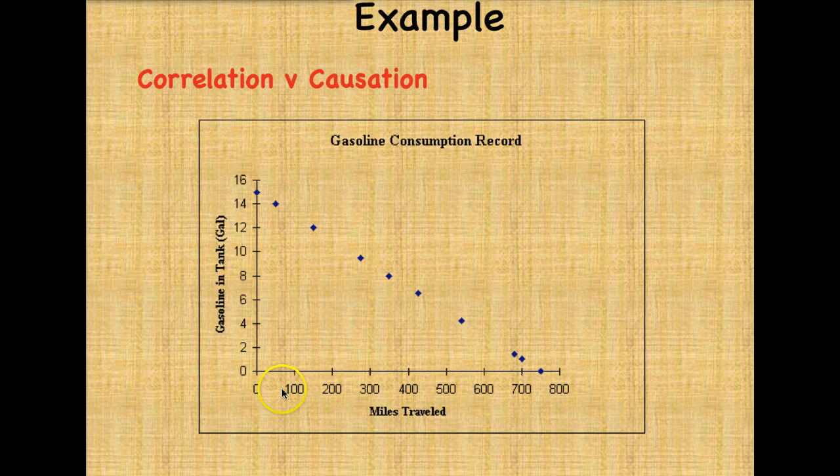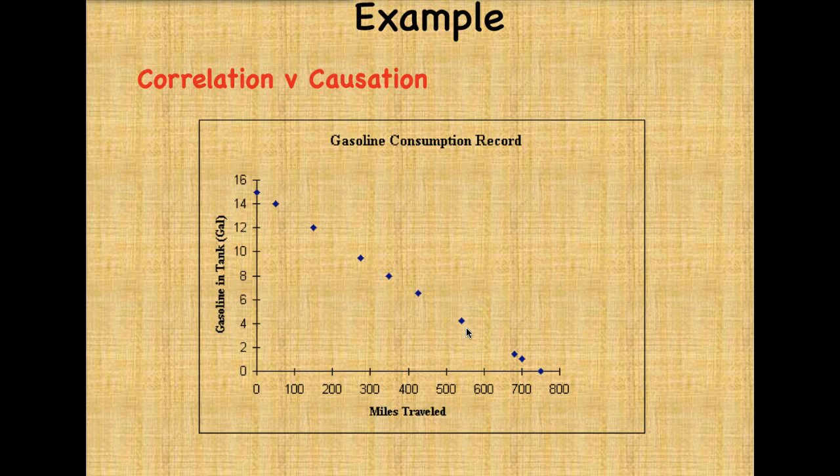So what are we looking at? The more miles we travel, the less gas we have in the tank. In this case, I would say this is causation, because the more miles we drive, we use up gasoline. So miles cause the gasoline in the tank to go down. So not only is this a very nice negative correlation, we also have causation here as well.